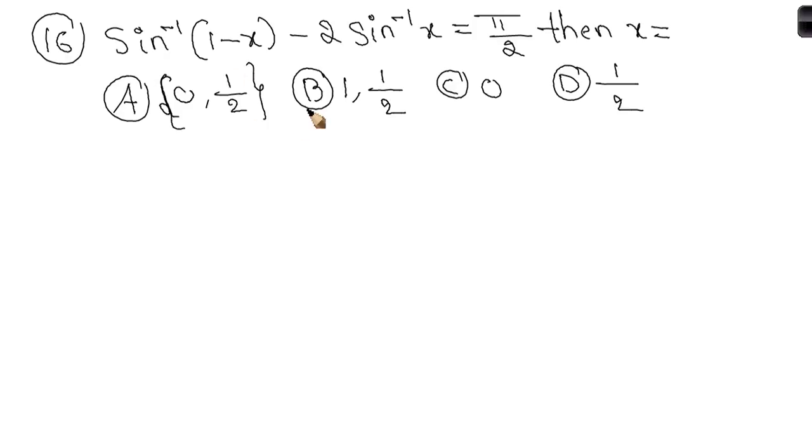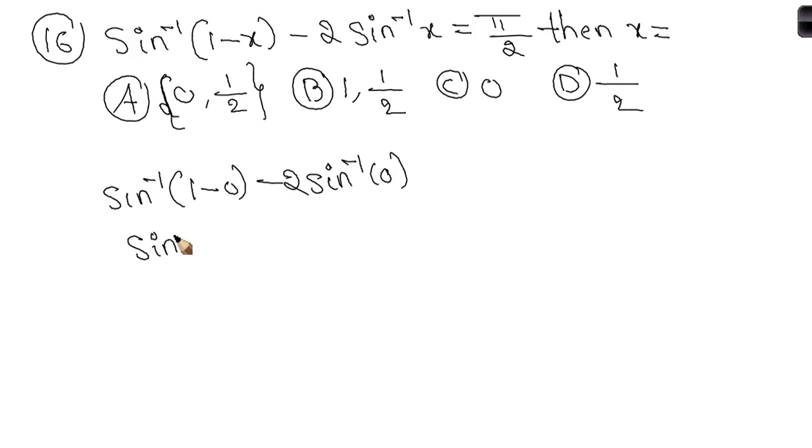So try to substitute 0 in this. If I substitute 0 in this, sin inverse of 1 minus 0 minus 2 sin inverse of 0, this is what I get to analyze. So sin inverse of 1 minus 0 is sin inverse of 1, which would be 5 by 2, sorry. So this 0 option is correct. So I can eliminate this option and this option.